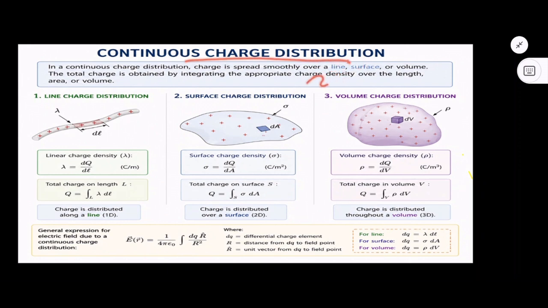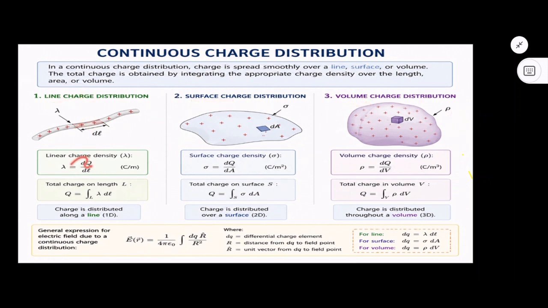Now what is the method? Suppose we have a body, and the body can either be a line where the charge is distributed, or a surface where the positive charge is distributed over the whole surface, or a volume. So in all three cases, what will be our method to solve? First we have to check whether our charge distribution is linear, surface or volume charge distribution.